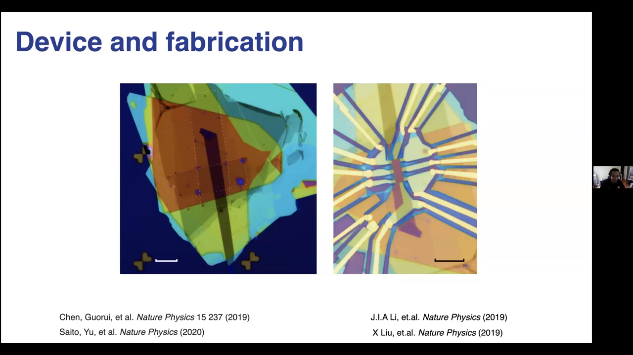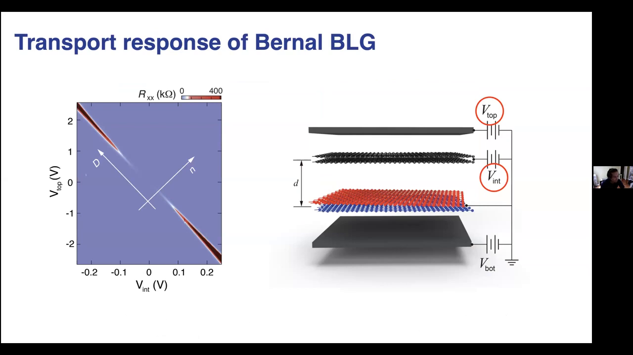So let's take a look at the transport characterization of different layers of this device. First, the transport response of a Bernal bilayer is shown here. This is a map of the longitudinal resistance as we tune the voltage bias on the top graphite electrode and also the interlayer voltage bias. And you can see that there's this Dirac point along the diagonal direction. Along this direction, we're changing the amplitude of the displacement field. At large D field, the charge neutral point becomes very resistive.